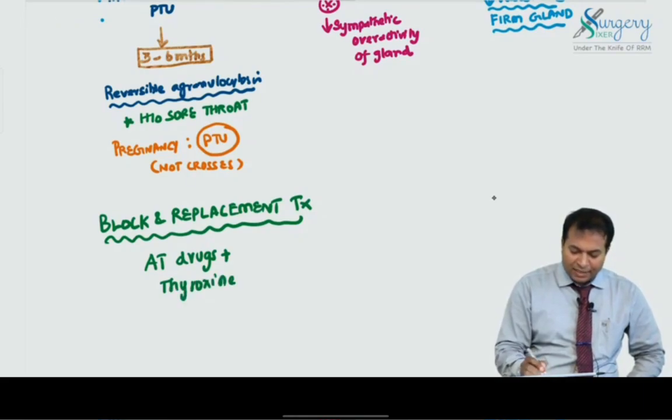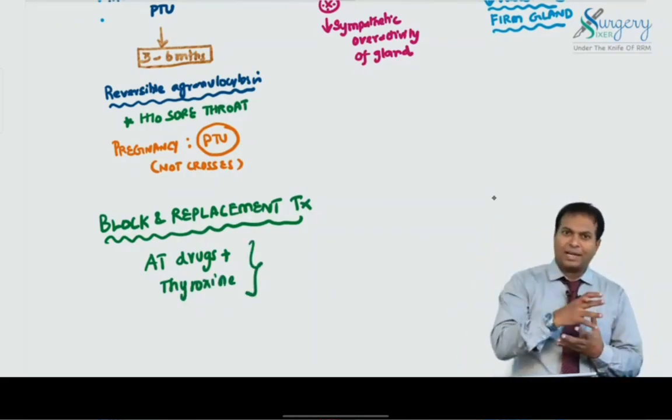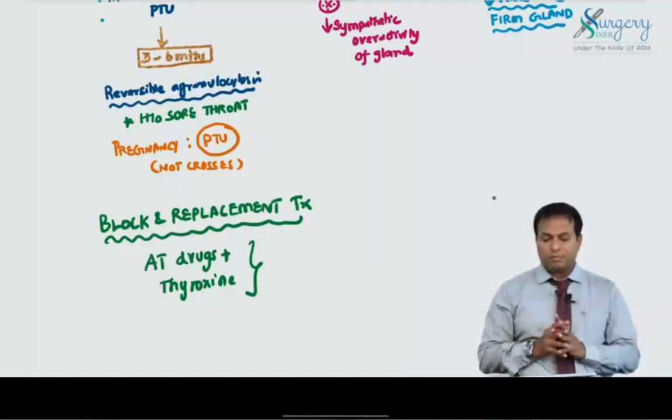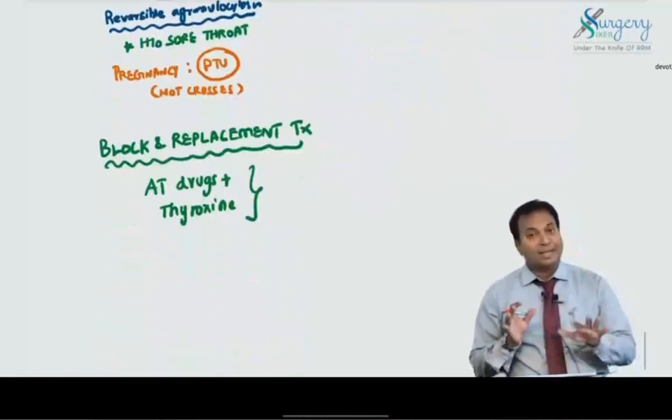Thyroxine as well as anti-thyroxine will be given. It is one type of preparation. So we block the thyroid gland and at the same time give some thyroxine, which will still inhibit the thyroid production from the patient. So this is block and replacement therapy. This is how you prepare the thyroid gland to euthyroid state.